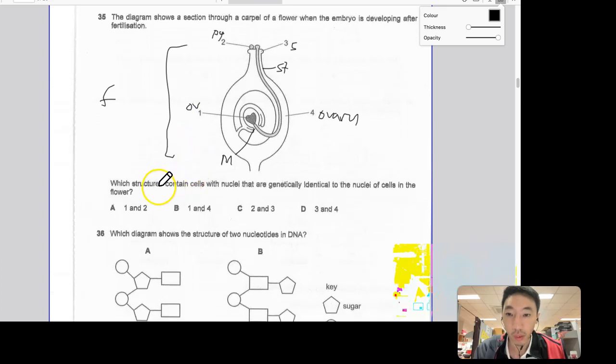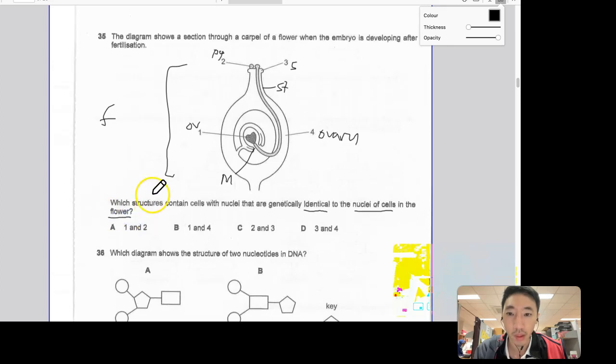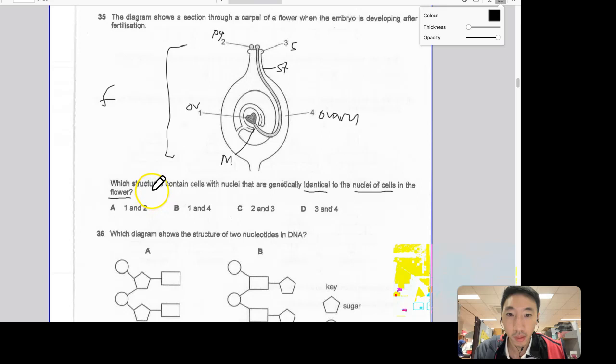Which structures contain cells with nuclei that are genetically identical to the nuclei of cells in the flower? It's a bit tricky, let's read carefully. Which structure contains cells with nuclei that are genetically identical to the nuclei of cells in the flower? Did I miss out something important here?